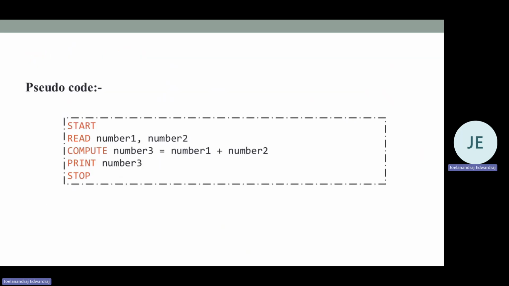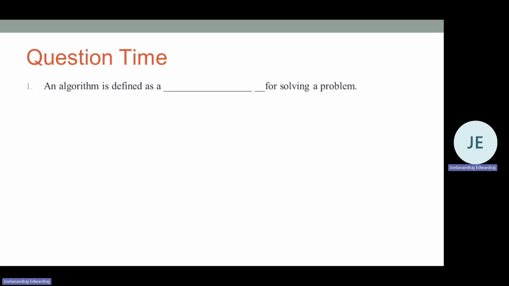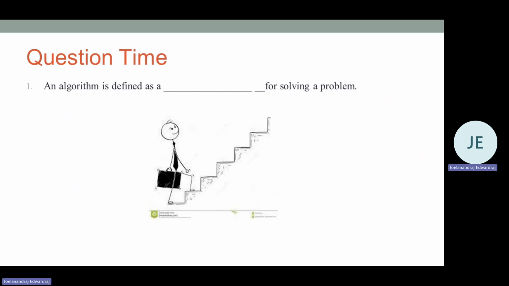That's all. Question time. Ready? 1 minute, we'll close it. Okay, here, yourself. What's the answer? Let them answer, the rest of you keep quiet. Good. An algorithm is defined as a step-by-step procedure for solving a problem. Sit down. Here, any of you? Yes, get up.